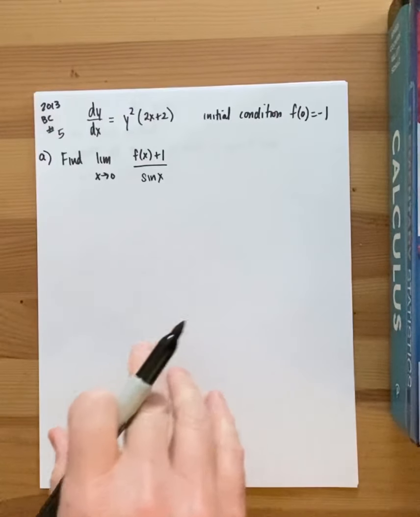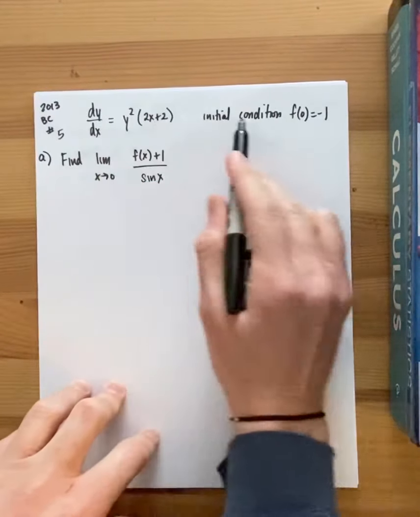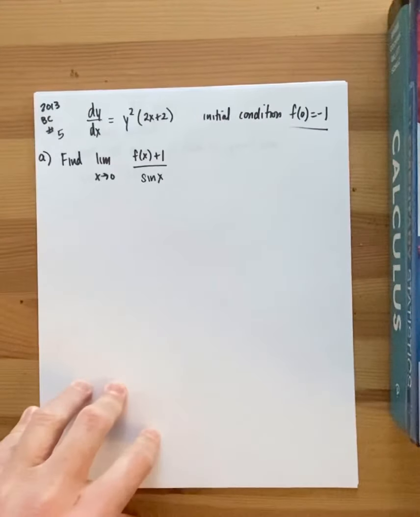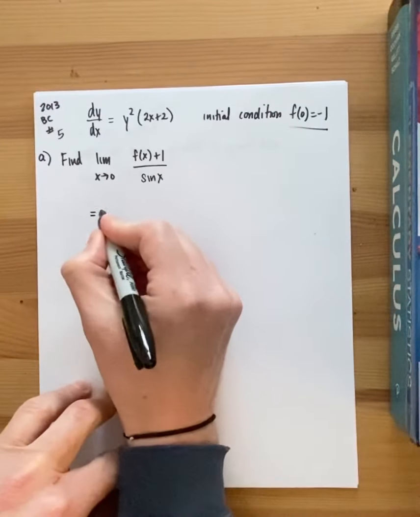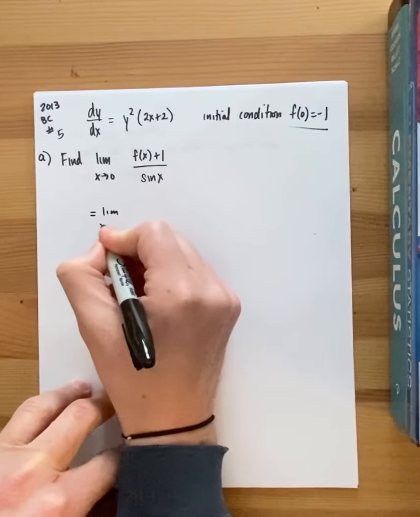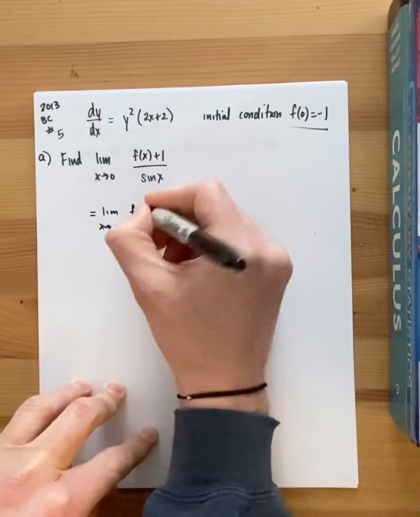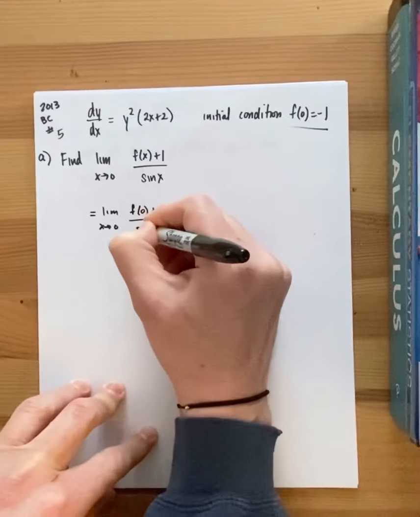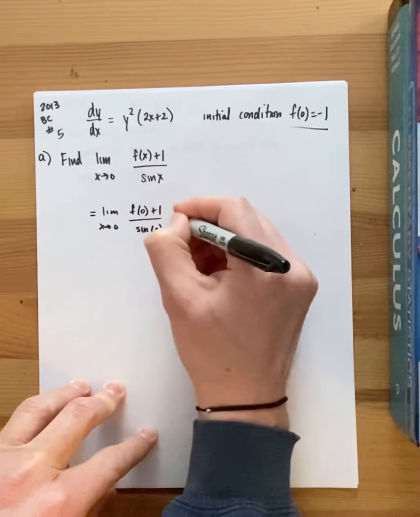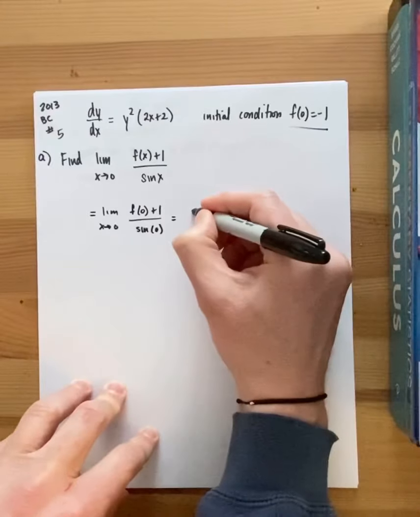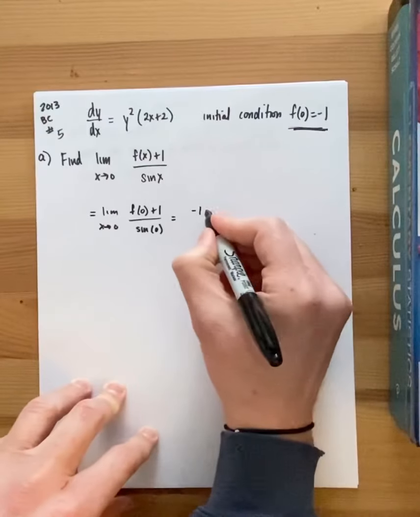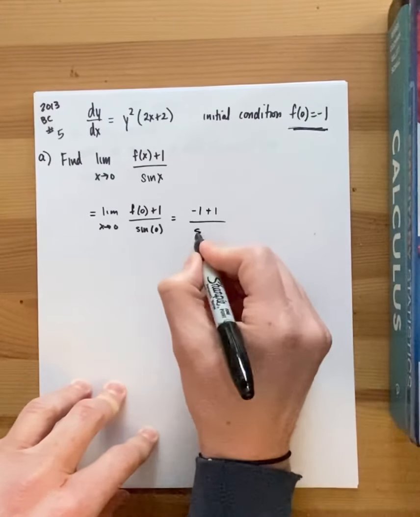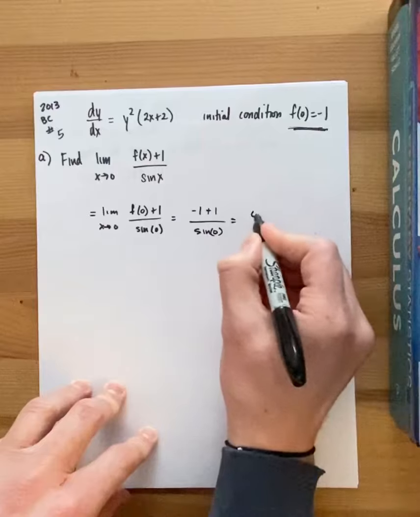So for this question, they give you this differential, they give you an initial condition. First question is to find the limit as x approaches 0 of this function. So remember, the first thing that you always want to do is plug in. When you plug in, this is going to give you -1. The way I'm getting that from here, right? F of 0 is -1 plus 1 over sine 0. Okay, so this is 0 over 0.